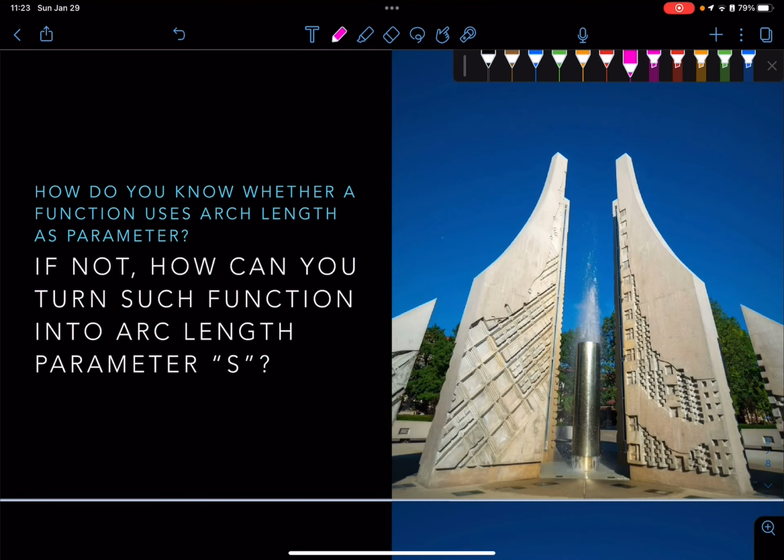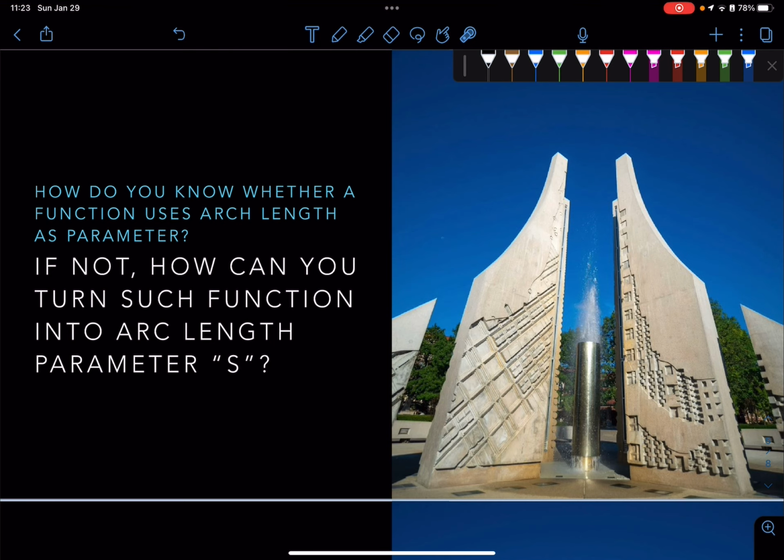So how do you know whether a function uses arc length as a parameter? Now we have discussed two ways to parameterize this curve. How do you know which one is which? If it's not parameterized using arc length, how can you turn this function into using arc length as a parameter? The arc length parameter we call s.